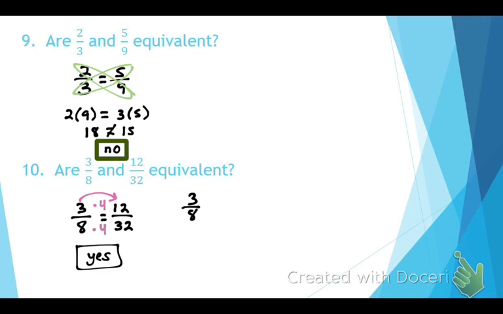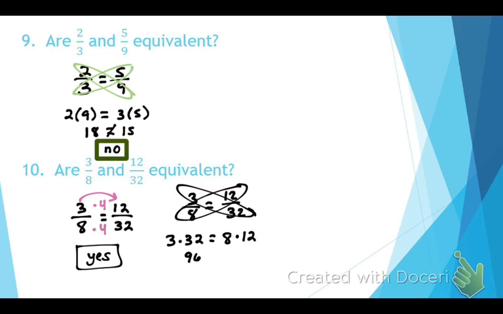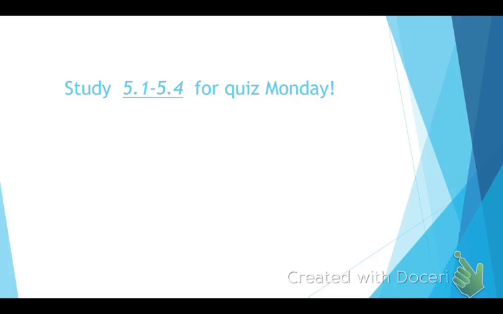You also could have worked it out with cross products, which is what quite a few, how many of you guys would say you did cross products? What was 3 times 32? 96. And what was 8 times 12? 96. Okay, so either way, you could have figured out that yes, this is equivalent. All right? I hope that these notes are going to be a help to you for your quiz coming up on Monday.